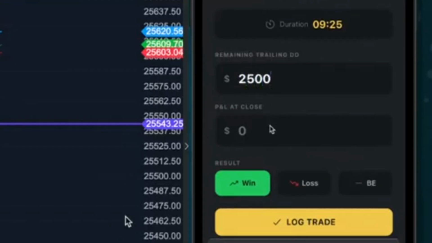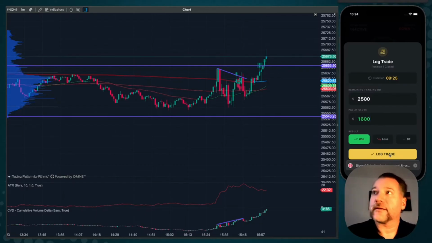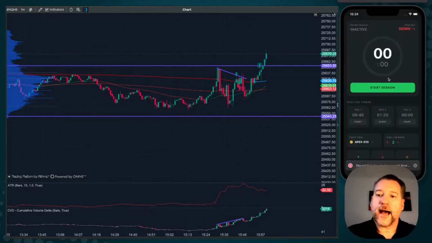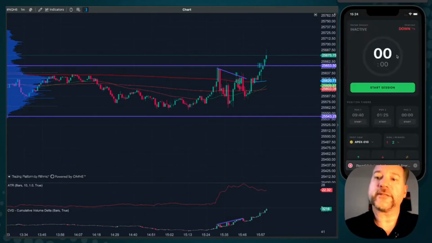Remaining drawdown is still the same, and it was 1,600. It was a winning trade. I locked this up, and let me see if it's being captured. Okay, this is being captured, very good. And that's it for today. So I need to do some fixes.